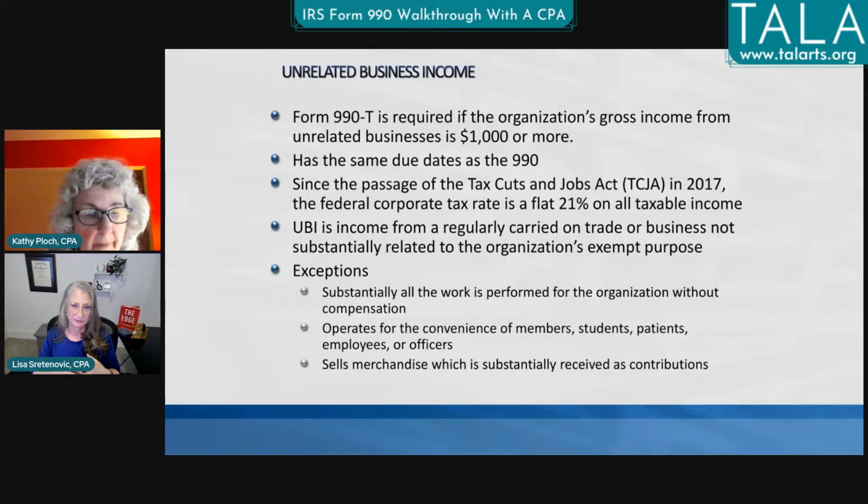Okay, so we've got just a few more minutes left. I want to get to unrelated business income. Basically, the 990T is required if the organization's gross income for unrelated businesses is $1,000 or more. The 990T has the same due date as your tax return, your regular 990EZ or whatever. We generally said nonprofits don't pay tax. This is the exception. If you did have unrelated business income and it is more than $1,000, you're going to pay 21% tax on that.